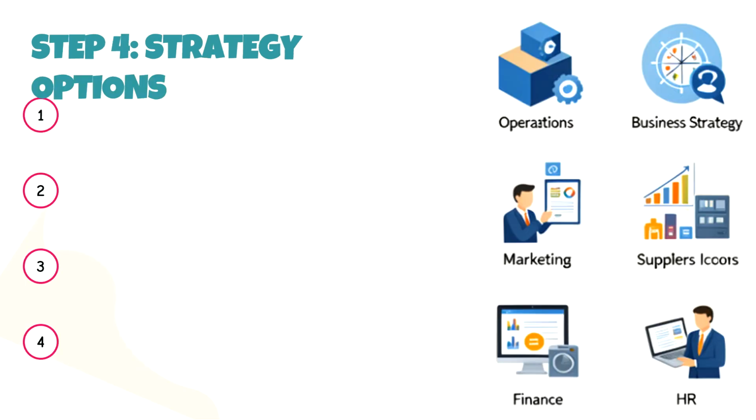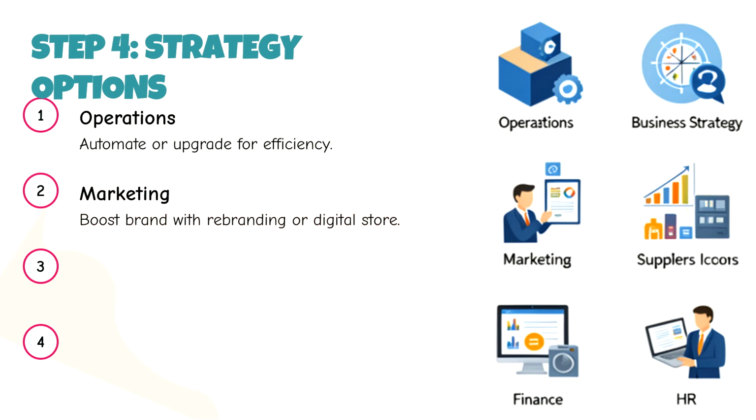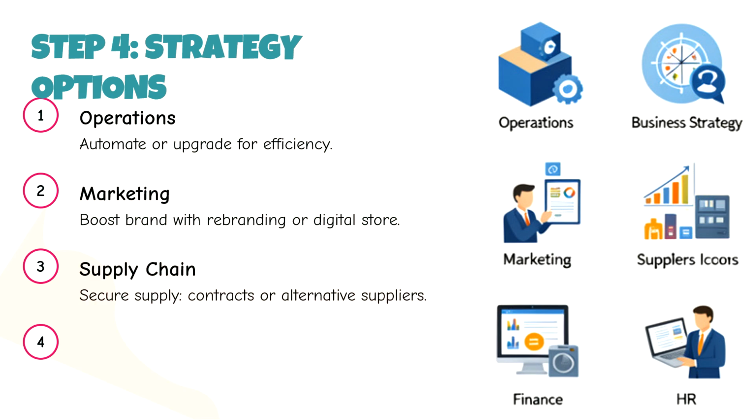Now, for step 4, you're going to look at some strategic options that the business could make. We're looking at operations, automating or upgrading technology in order to be more efficient. We're also looking at marketing, which is to boost the brand with a rebranding or a digital store. Next is supply chain, by securing suppliers, contracts, or alternative suppliers. And then last but not least, we've got finance and HR, which is to help budget cash flow or hire staff in order to scale the business.